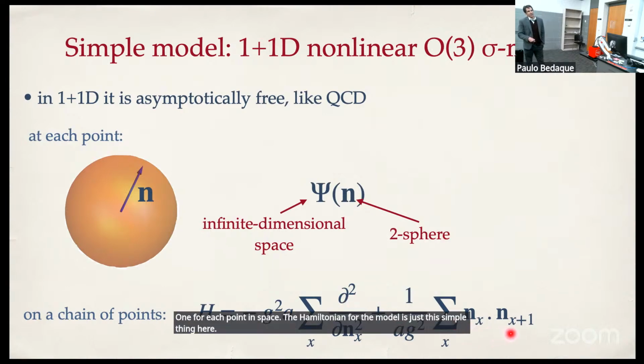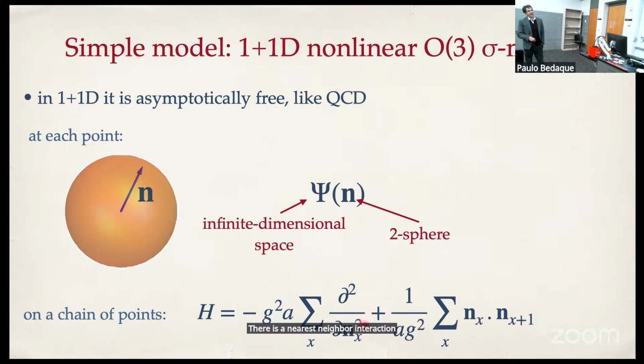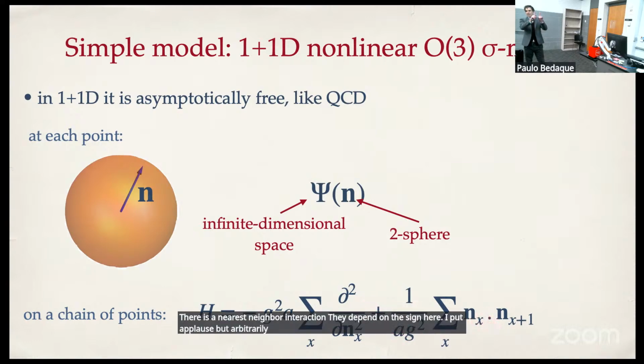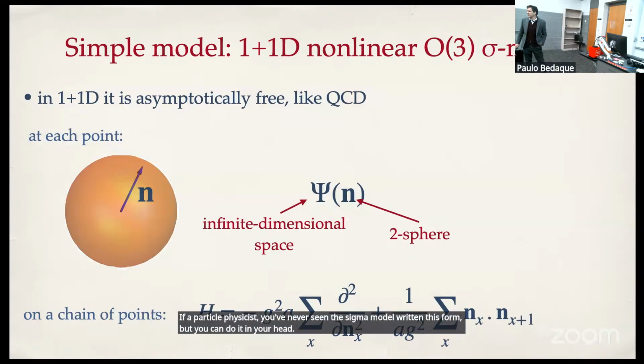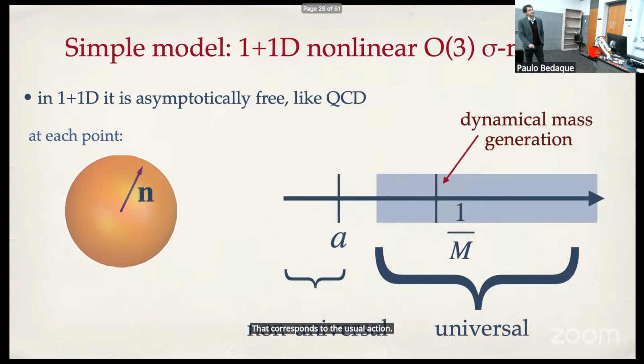There is a nearest neighbor interaction. Depending on the sign here, I put a plus, but arbitrarily, it may either favor parallel spins, or parallel n's, or anti-parallel. And there's a kinetic term that looks like a kinetic term. If you're a particle physicist, you've never seen the sigma model written in this form, but you can do it in your head. That corresponds to the usual action that one writes. This model is solvable. In fact, the guy who solved it just got a prize. Zamolodchikov got some big prize, millions of dollars, last week.